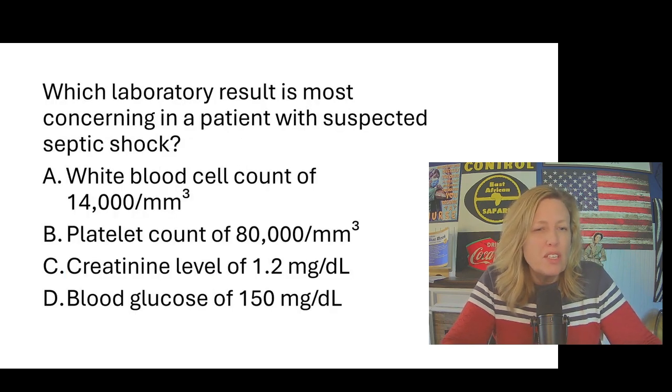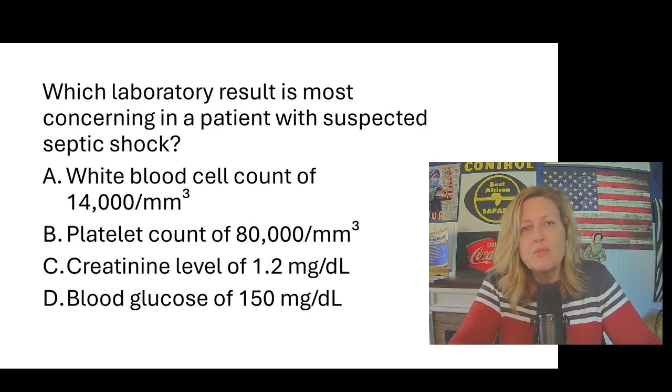Which laboratory result is most concerning in a patient with suspected septic shock? White blood cell count of 14,000. Well, that's expected when they're in septic shock. In fact, I would expect the white count to be much, much higher than that if they're in septic shock. So I say, well, no, that's not that concerning. Platelet count of 80,000. Y'all, platelet count is supposed to be 150 to 400,000. So 80 is pretty darn low.